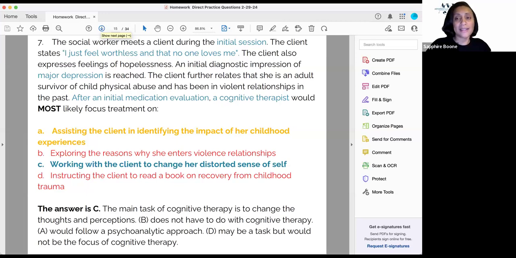A, what is A? What approach is A? And really B too. I mean D as in dog. Yes, psychoanalytic. So it's not going to be those because those are psychoanalytic.